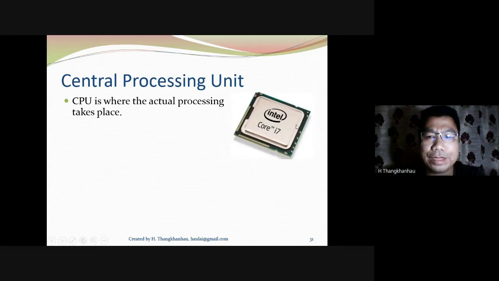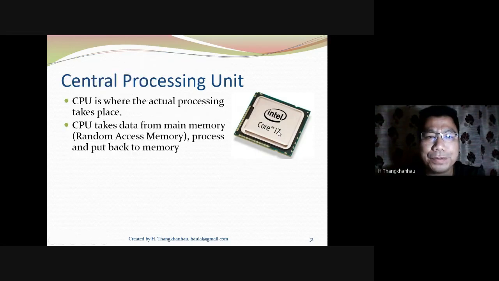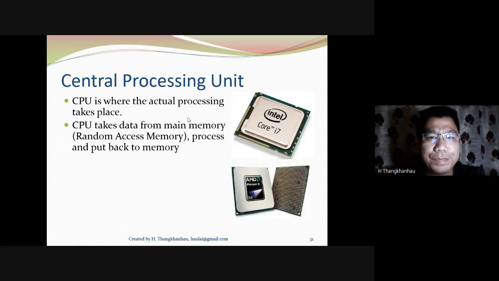So here, this is the picture of the i7 CPU. The speed of the CPU is usually measured in terms of hertz, gigahertz. Nowadays it is 3.4 gigahertz, something like that. Previously, it was measured in terms of megahertz, but with the increase in the speed of CPU, the measuring unit is also gigahertz nowadays. The CPU takes data from main memory, which is RAM, random access memory, processes whatever inputs, and if required, stores the result inside the memory.